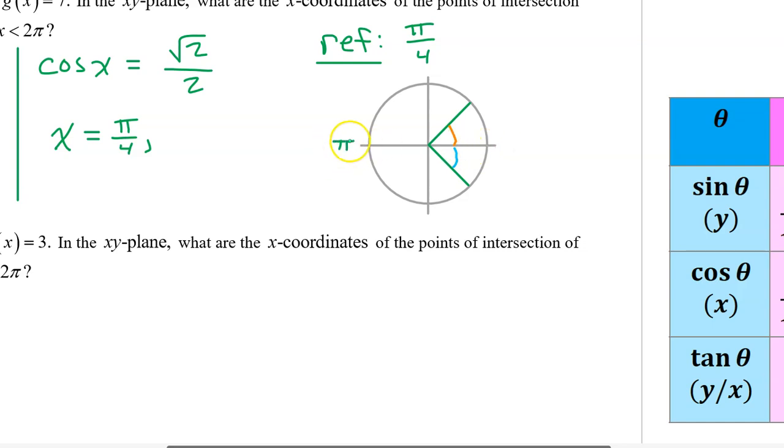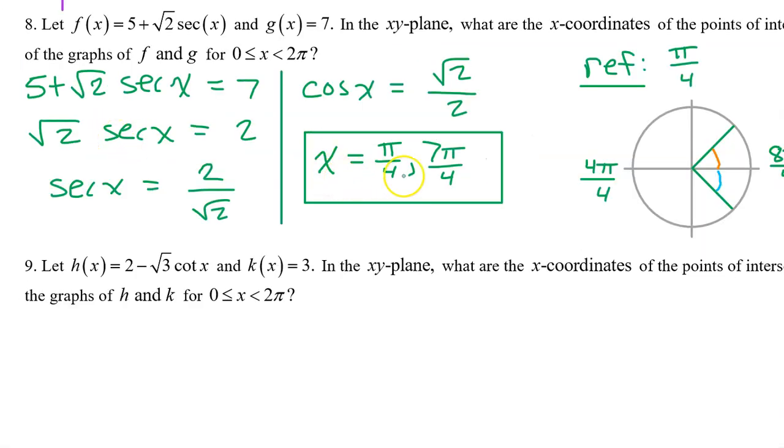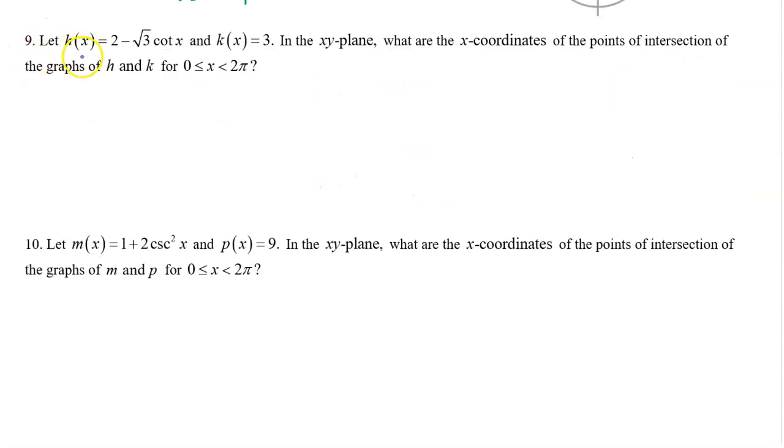Well, pi is right here, and looking at the reference angle, we will think of it as 4 pi over 4. Doubling this, we can think of 2 pi as 8 pi over 4. That means the angle in the fourth quadrant that has a reference angle of pi over 4 is pi over 4 less than 8 pi over 4. That's 7 pi over 4. So these are the x-coordinates of the 2 intersection points. Number 9. Let h of x equal 2 minus radical 3 cotangent x, and k of x equals 3.